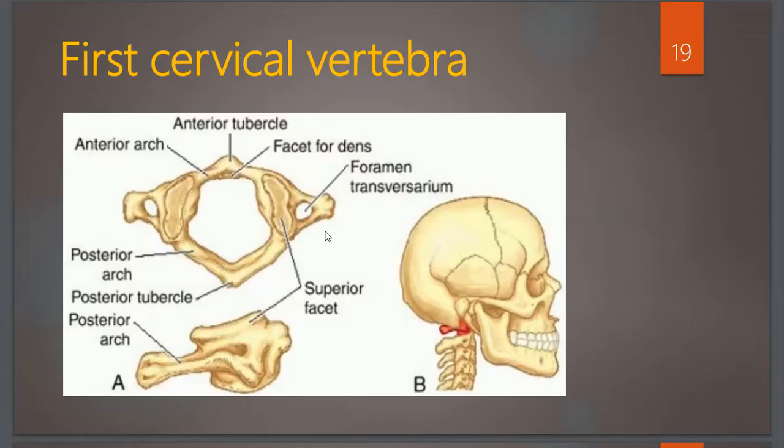Atlanto-occipital joint. Okay, this is the superior facet, which I will show in our bone also. This is the transverse process. The transverse process shows a big hole, that is the foramen transversarium. Anterior arch will show the anterior tubercle, posterior arch will show the posterior tubercle. On the posterior aspect of the anterior arch, there will be a facet for the dens. The dens is the projection coming from the second cervical vertebra, which comes and articulates here. I will articulate and show you, don't worry.